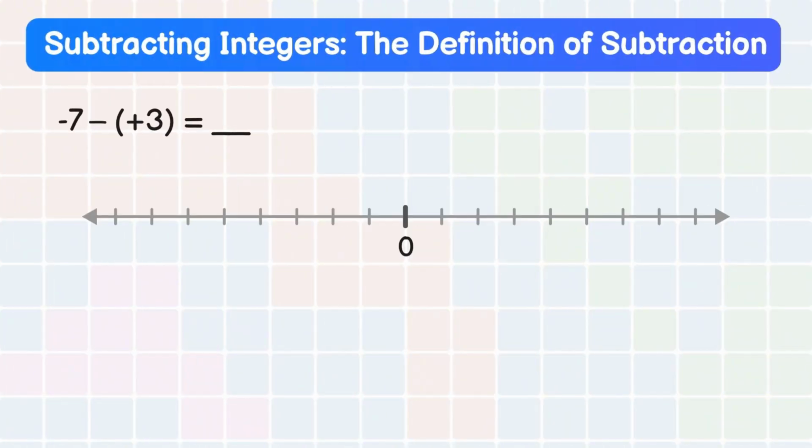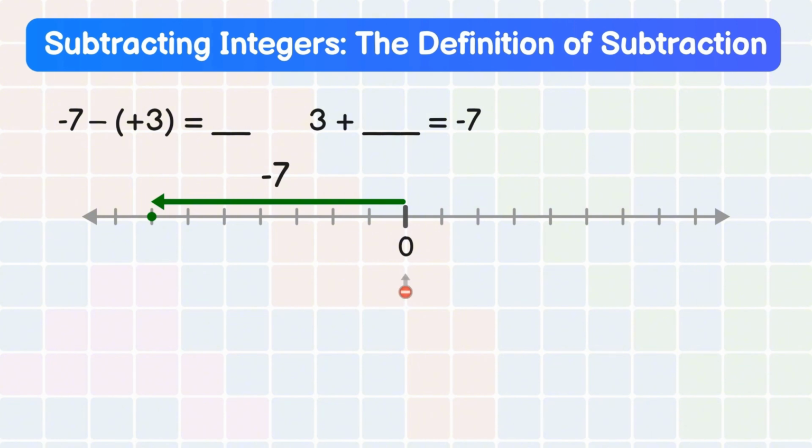Here's another example, negative 7 minus positive 3. We start by writing this as addition with an unknown addend. Here, positive 3 is subtracted from negative 7. Again, we start by putting both numbers, negative 7 and positive 3, on the number line, which we can do in either order. We'll start by counting to the left to negative 7. Then we count to the right for positive 3.